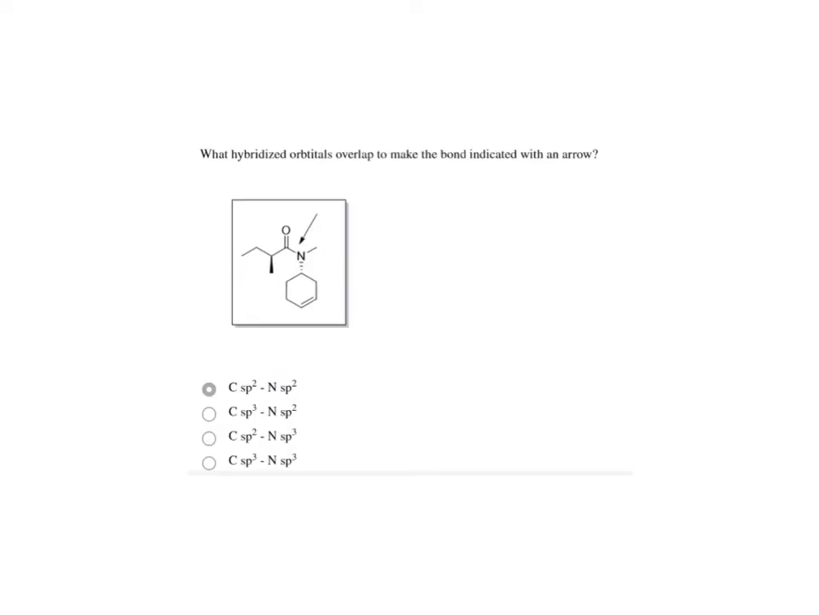All right, so here's a question. What hybridized orbitals overlap to make the bond indicated by the arrow? So you have this compound. You need to put in your lone pairs, folks. This is still problem solving, okay? You don't want to just look at these compounds and go from there. You need to recognize that this can form a resonance structure.